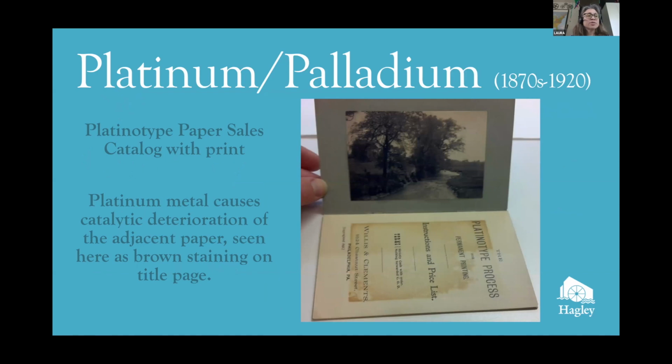Platinum and palladium prints consist of an image that is directly on paper. The paper fibers are visible with magnification.